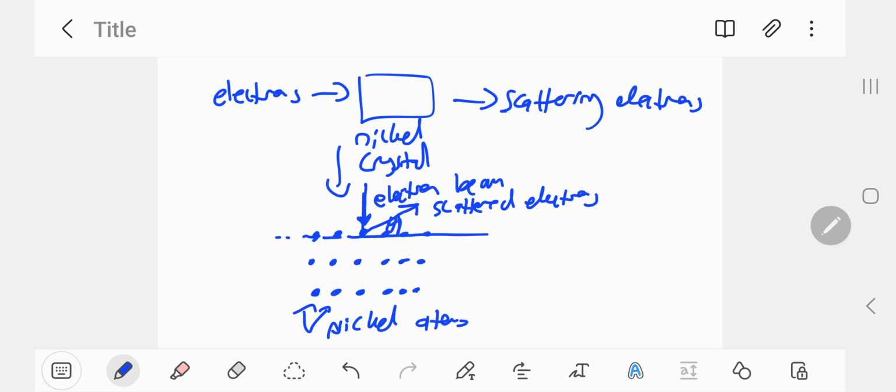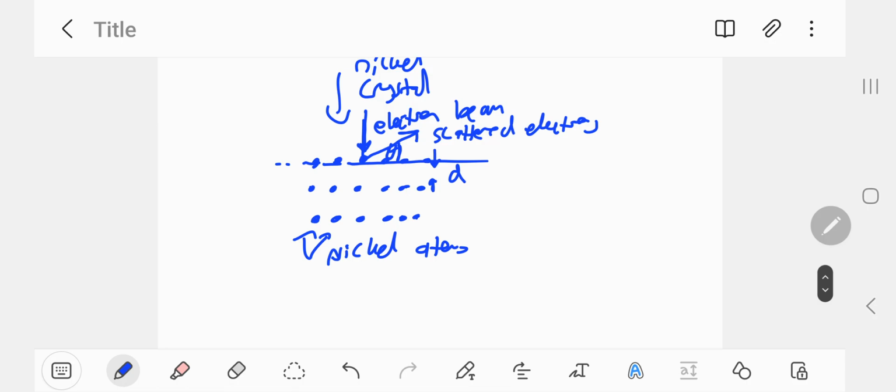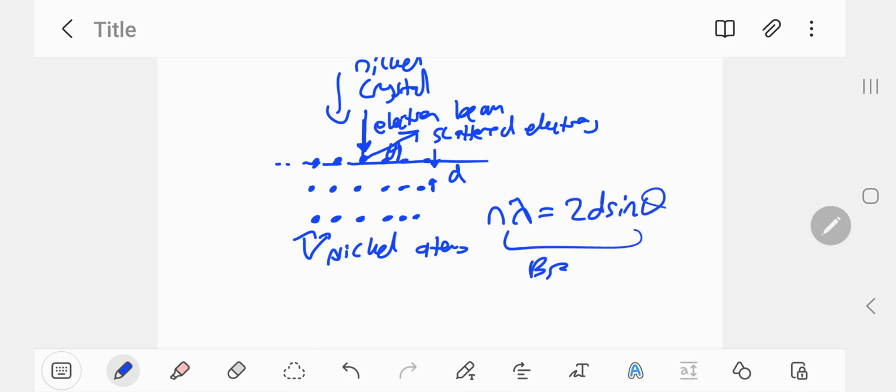And the distance between two parallel sets of nickel atoms in each plane is called d. The angle theta of scattering and the distance between the two planes of nickel atoms are described mathematically by this relation here, 2d sin theta. This is called the Bragg diffraction relation, named after Sir William Lawrence Bragg, an Australian-born British physicist and X-ray crystallographer.